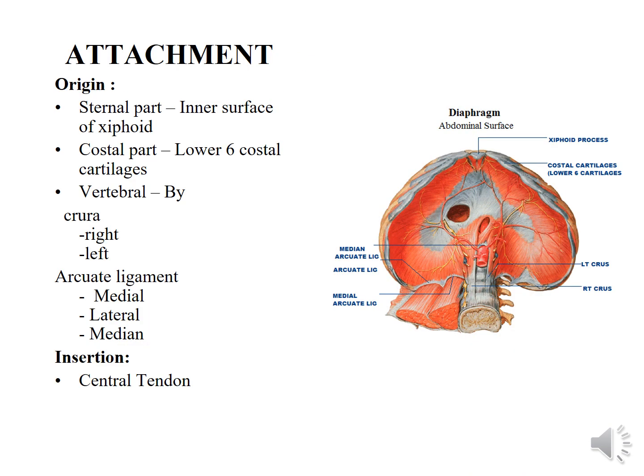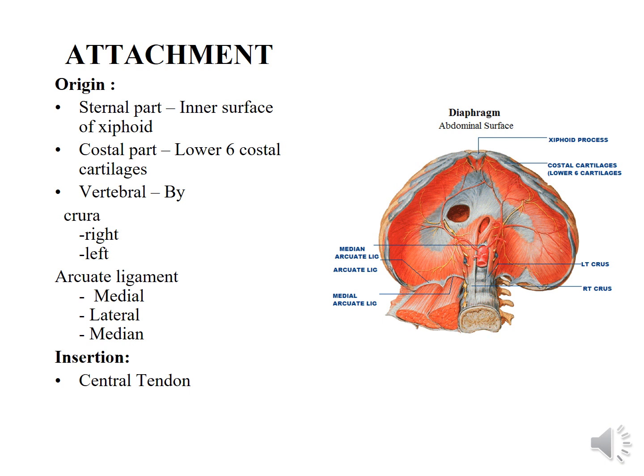Coming to the very important part, that is the attachments. First of all, we will discuss the origin of diaphragm. It has three sites of origin because it has to arise from the entire circumference of the thoracic outlet, as we can see in the diagram on the side. The origin is divided into three parts: sternal part, costal part, and vertebral part.